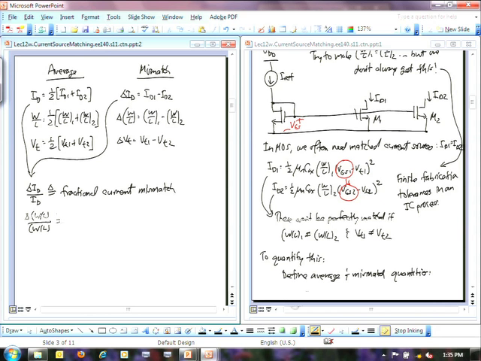Now taking this down to another level, let's multiply some things out. I'm going to end up here with 1/2 mu n Cox times W over L times overdrive voltage squared, plus 1/2 mu n Cox times an overdrive voltage squared times the quantity delta W over L over 2 minus W over L over an overdrive voltage times delta VT. Okay?